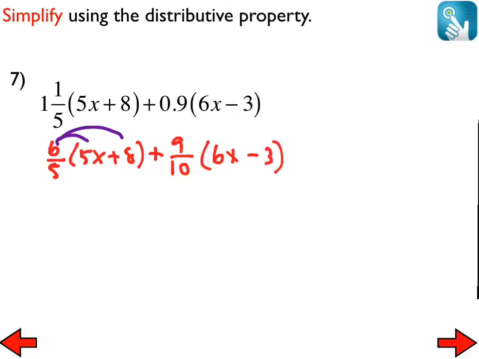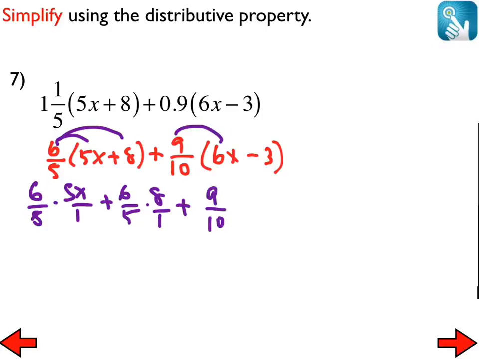So this would be written as 6/5 times 5x over 1 plus, because this is a plus sign here, 6/5 times 8 over 1. And then plus again because of this plus sign here. 9/10 distributing into times 6x over 1. And then minus, because this is a minus sign, 9/10 times 3 over 1.